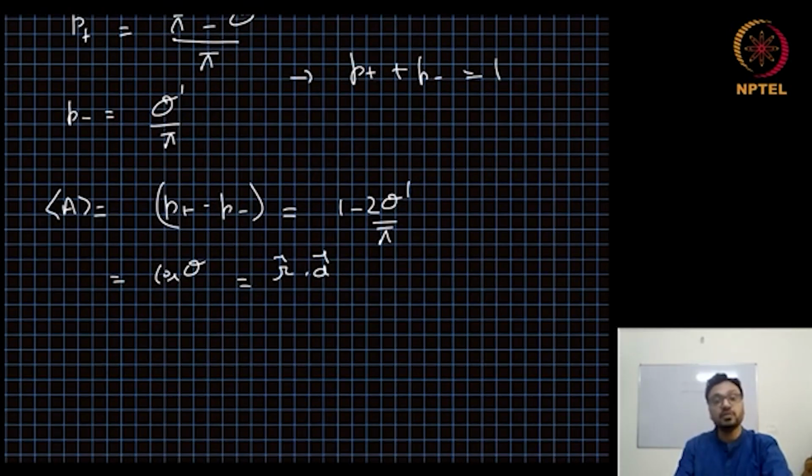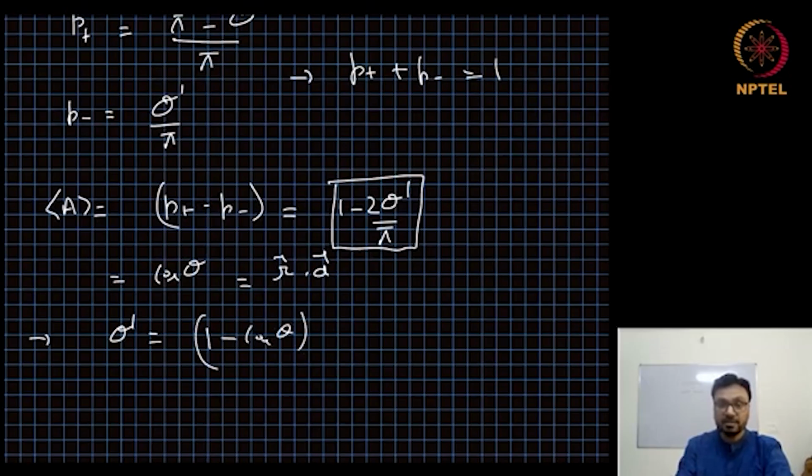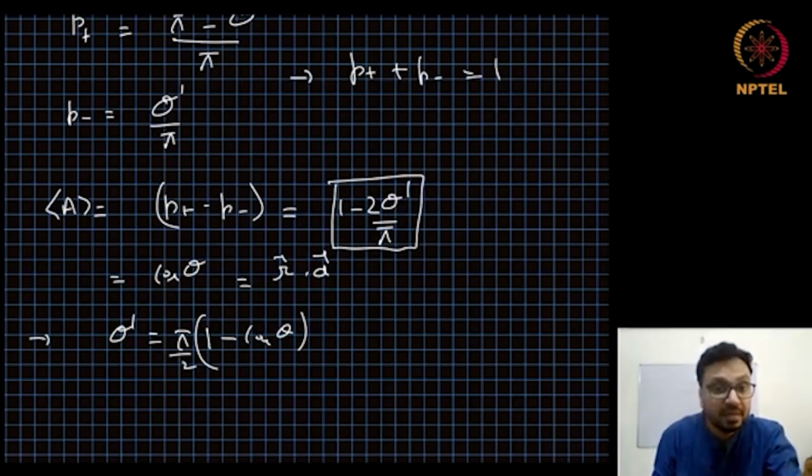To get the same expectation value in the hidden variable model, this particular model, as we get from the quantum mechanics, we need to choose theta prime in such a way that this expression is equal to cos of theta. That means theta prime comes out to be 1 minus cos of theta times pi over 2. If we choose theta prime to be pi over 2 times 1 minus cos theta, then our expectation value of the measurement of observable A will be the same in quantum mechanics and in this hidden variable model. So this is one explicit construction of the hidden variable model, which yields the same result as quantum mechanics.